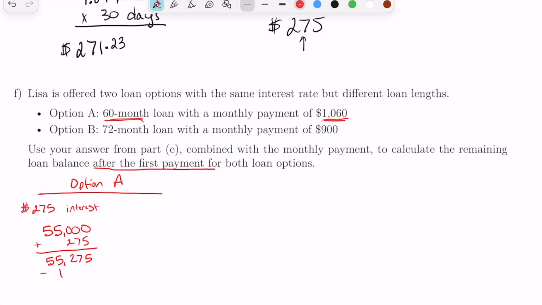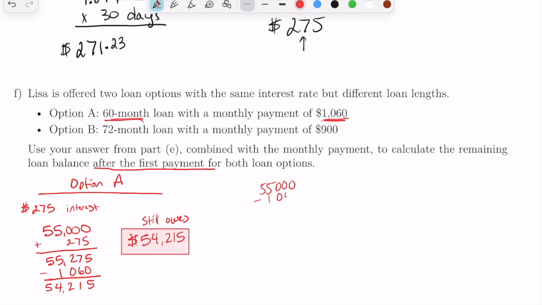But she's not going to pay the whole thing. She's going to pay $1,060. That's her monthly payment, which means that after she made her first payment, she will still owe $54,215. You might think that all you have to do is take the 55,000 and subtract off the 1,060, but that's not how this works because interest happens. You have to pay the interest. If you're using someone else's money, then you got to pay their interest.